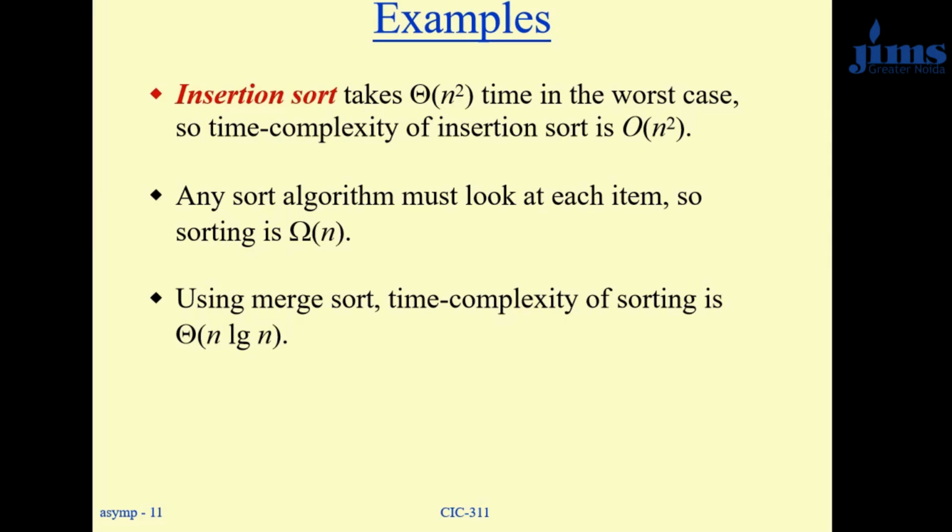Now coming to merge sort, in the best case the complexity is n log n, in the worst case also n log n, and in the average case also n log n. So the upper bound is n log n, and the lower bound is also n log n. That is why, in terms of asymptotic notations, we say that the complexity of merge sort is theta of n log n, because n log n is acting as both the upper bound as well as the lower bound.